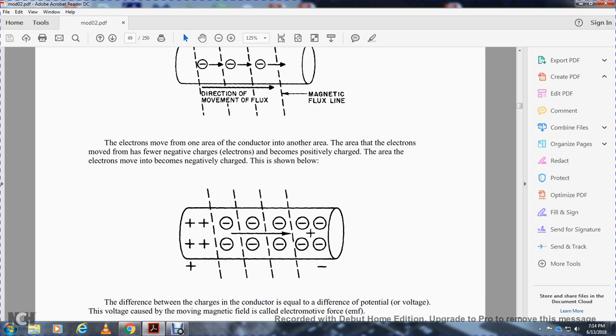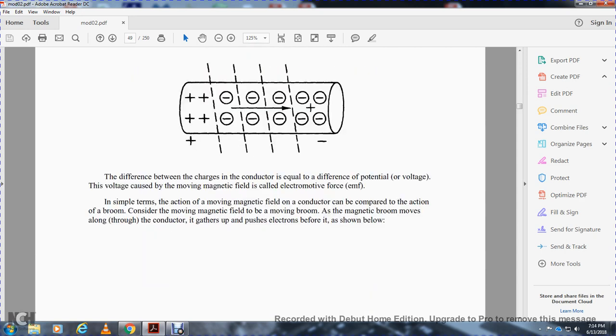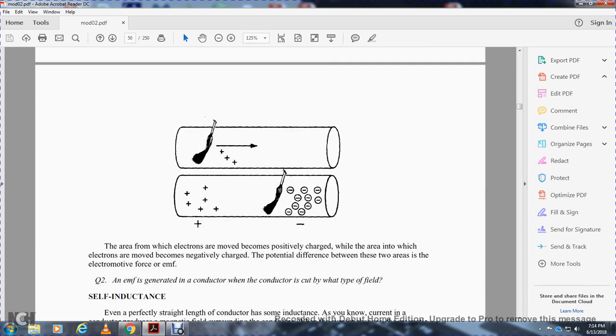The voltage produced by a moving magnetic field is called electromagnetic force. In simple terms, the action of a moving magnetic field on a conductor can be compared to the action of a broom. Consider the moving magnetic field as a magnetic broom that moves along through the conductor and gathers up and pushes electrons before it, as shown below.